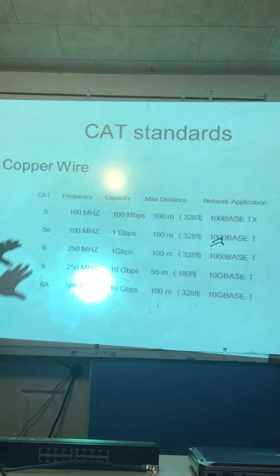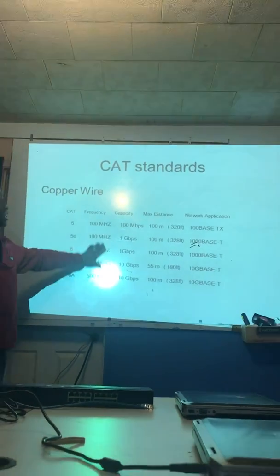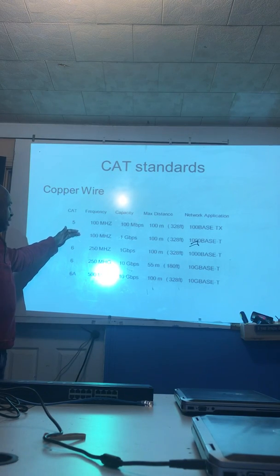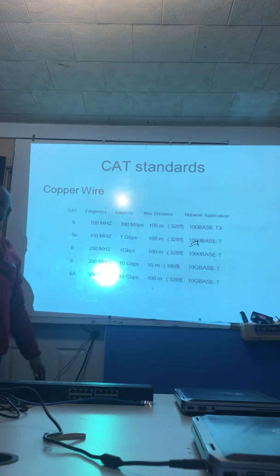Do you have to memorize all of this? Not really. But what you have to understand today is, if you're going to connect a computer to a switch, Cat 5e or Cat 6 or Cat 6a is the best to go. But it depends on the speed of your network and the capacity of your network.